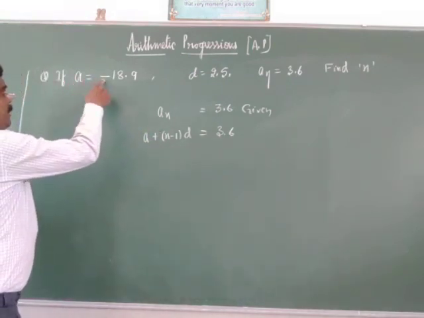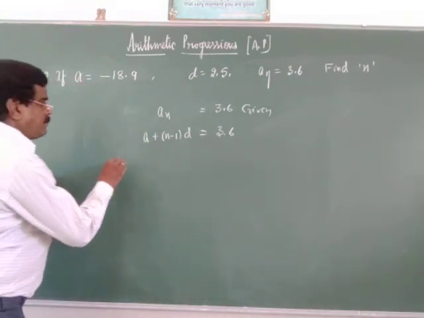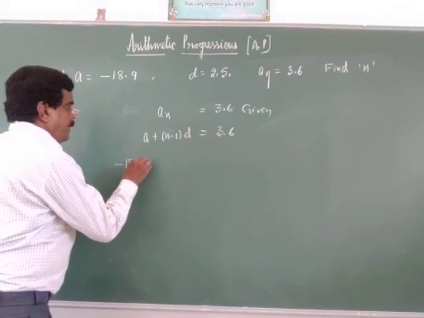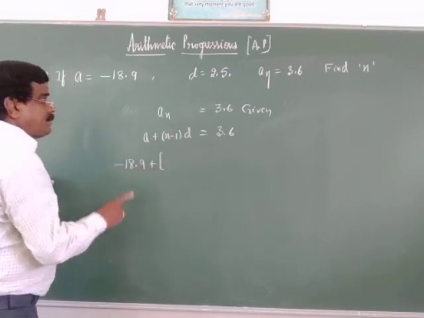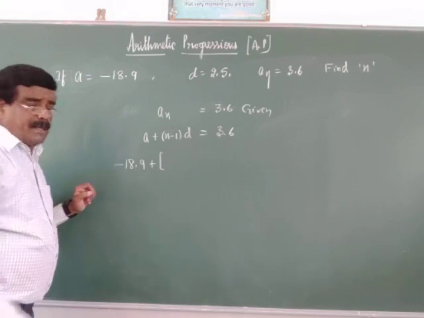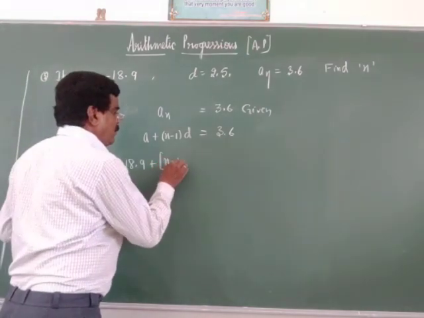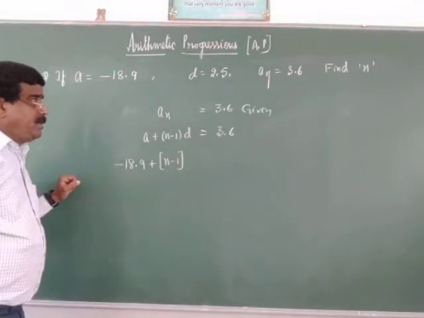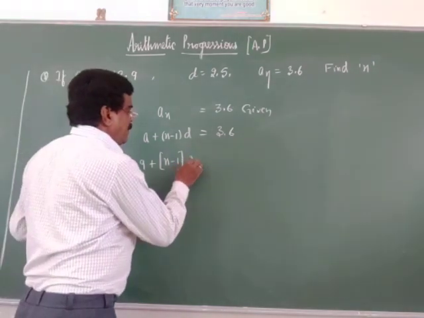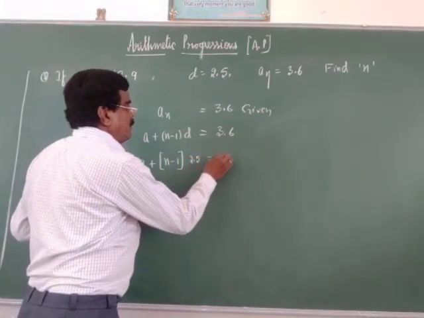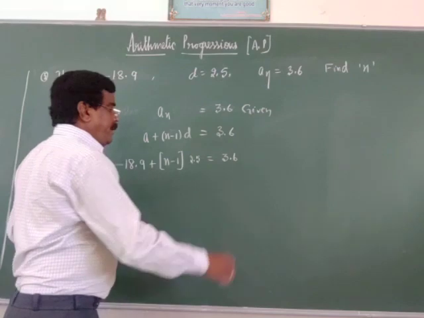So a is given here, minus 18.9. So minus 18.9 plus bracket n minus 1. N is the unknown we have to find out, so hold n minus 1 as it is, into d, d is given here, it is 2.5, which is equal to 3.6.